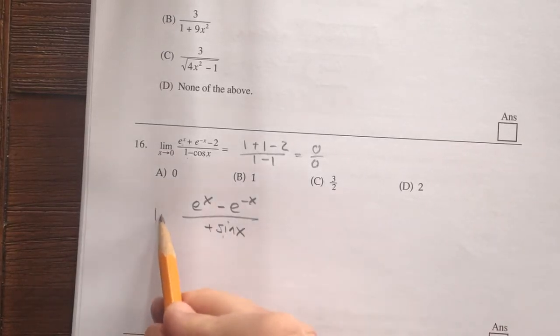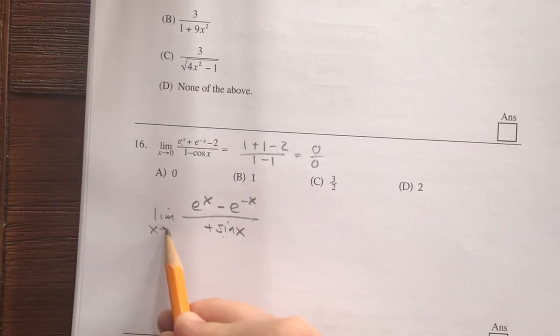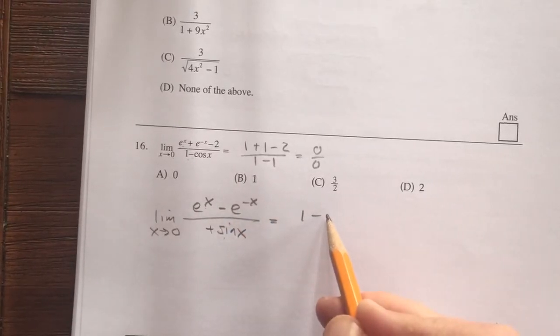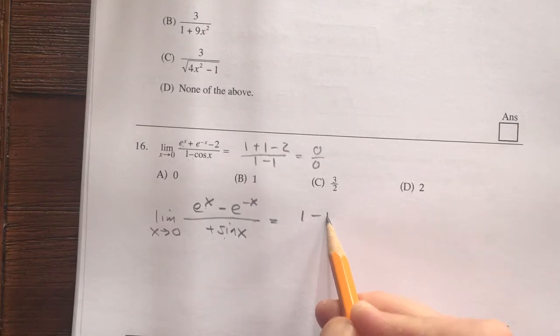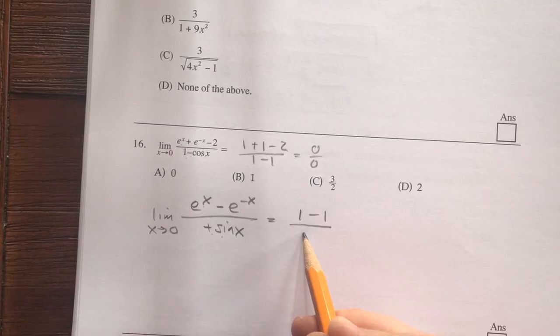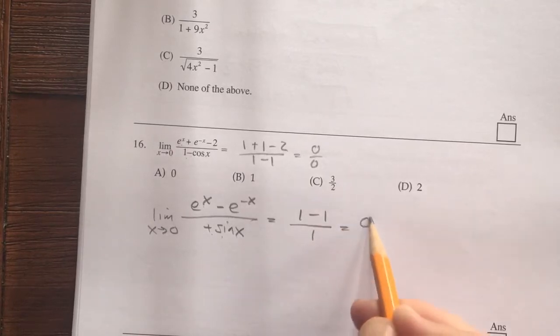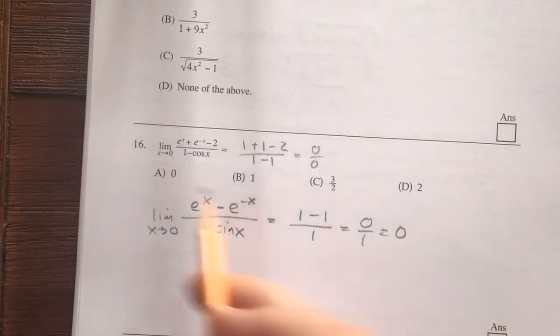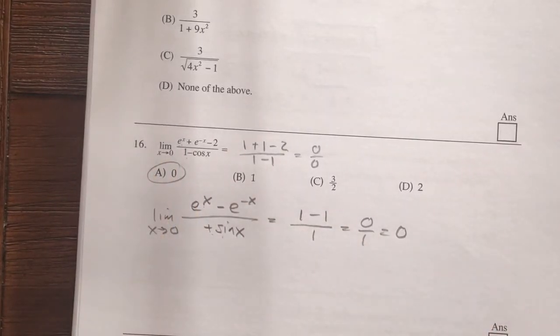Now take the limit. As x goes to 0, that's 1. And then I get the sine of 0, which is 1. So I get 0 over 1, which is 0. Choice A. Just double check I got that right.